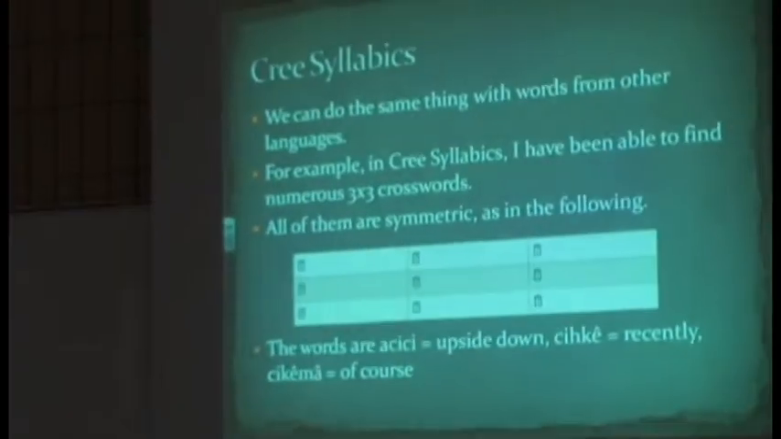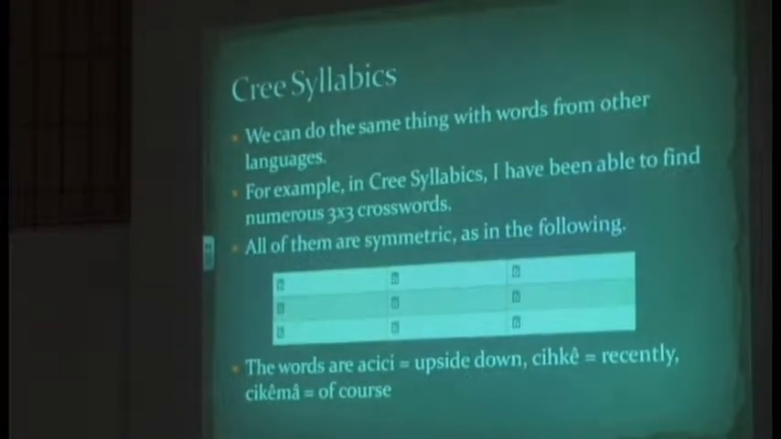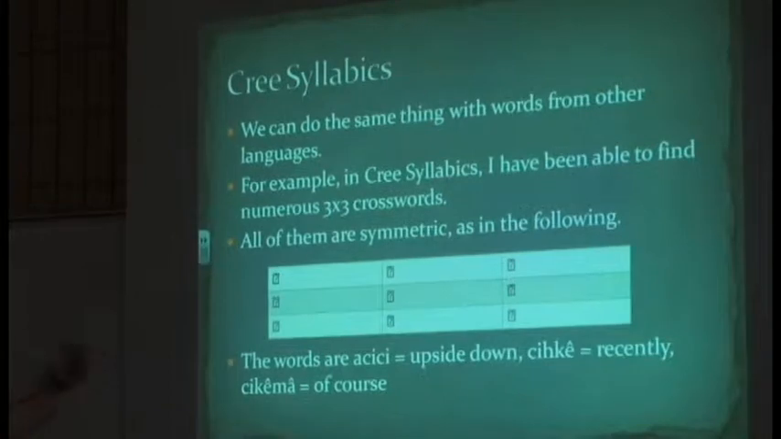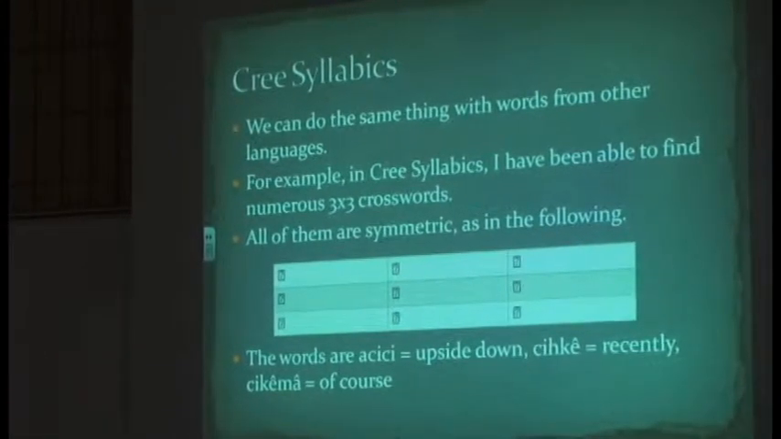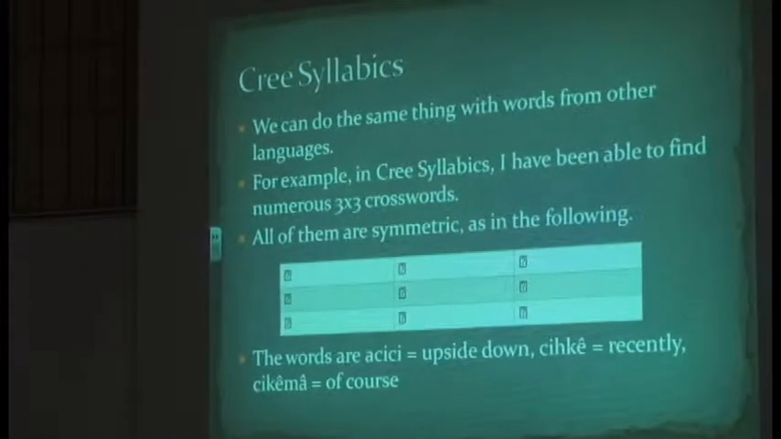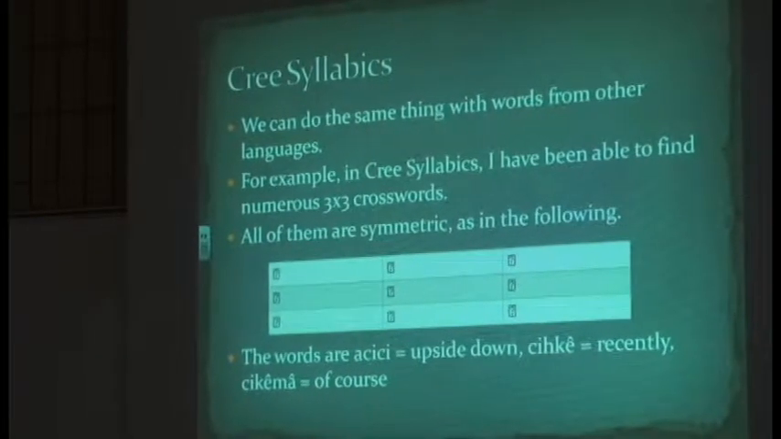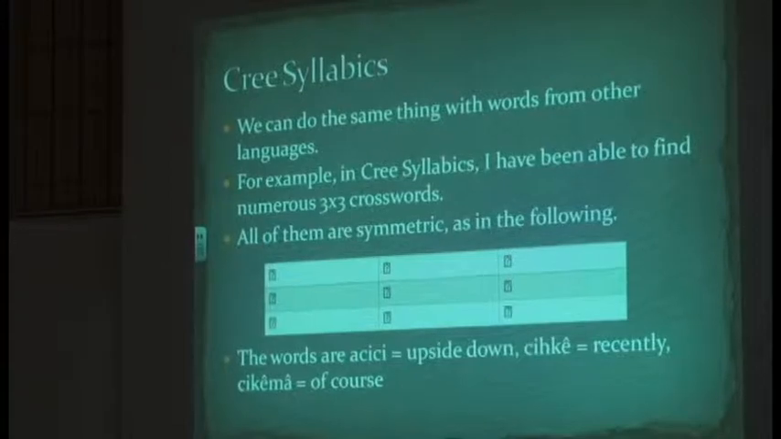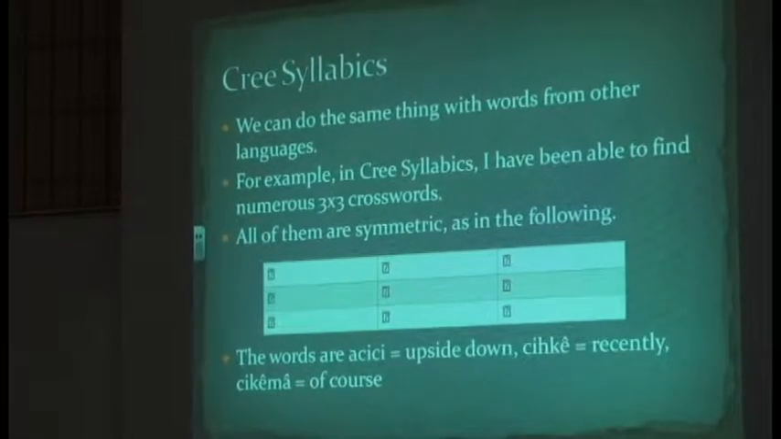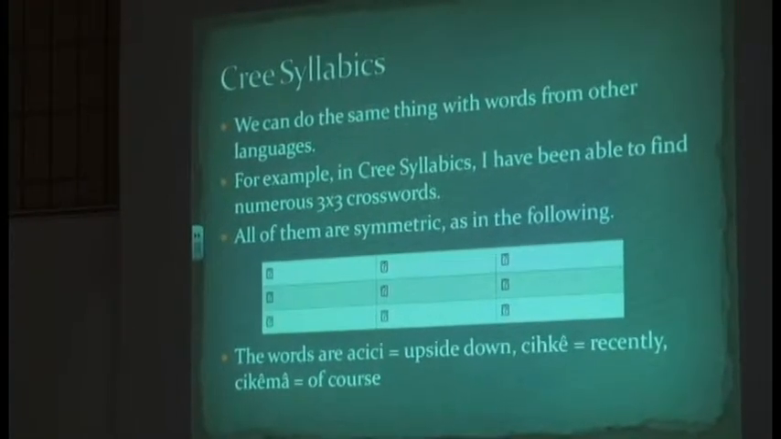The question is, how do I automatically generate these crossword puzzles? And this computer, it's the first time this has ever happened to me. I should have checked this. This computer does not have the correct fonts loaded. Sorry. These should be syllabic characters, Cree syllabic characters right here. Maybe I've got a handout that'll demonstrate that.